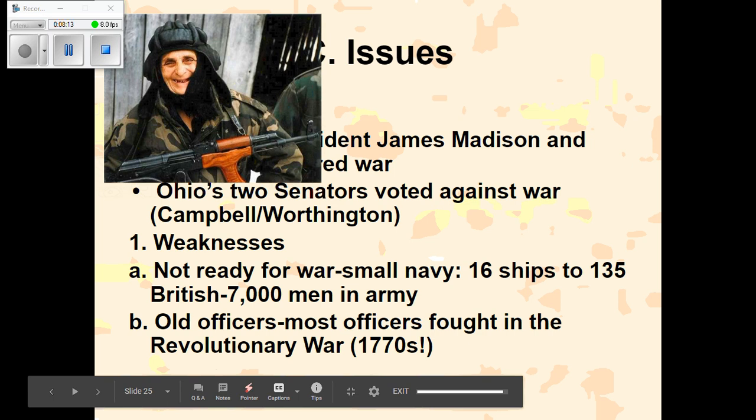And we also have old officers. Most of our officers fought in the Revolutionary War. So let's do some math. If those officers were 25 during the Revolutionary War, and it's roughly 30 years later, they're now into their 50s. And no offense to anybody who's that age, I'm not there myself. But those people might not be what you want in war. Technology changes, strategy changes, and if we're stuck in what used to be while fighting a war currently, that could be problematic for us.